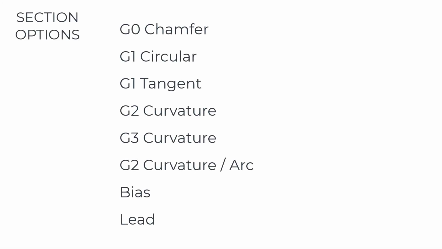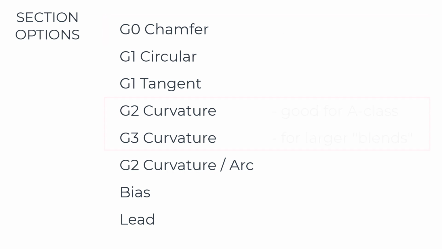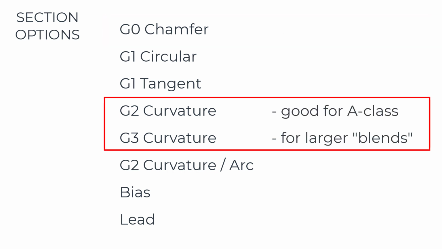So we've looked at lots of options that control the cross-section shape, but which ones should we use? Obviously if we need a chamfer, then we'd use the chamfer option, but always with some crown on for A-class work. We rarely want completely flat surfaces. In general, we always want to use G2 or G3 fillets for A-class work as they give a softer look than G1. I think it's a good idea for all users in a team to use the same form factors. This makes working on someone else's model so much easier and gives a consistency to the models.